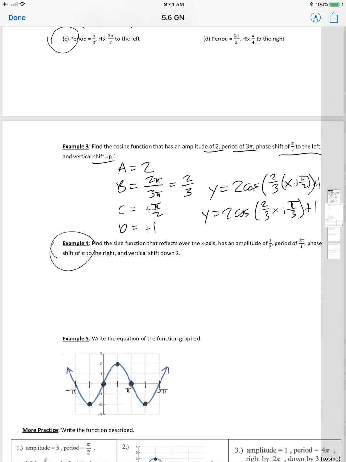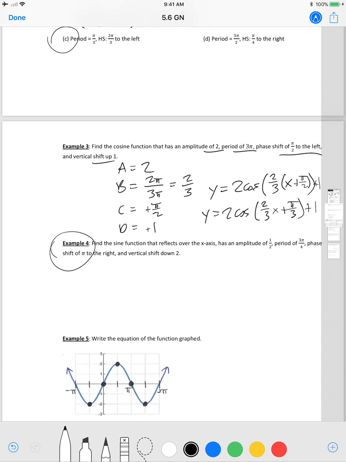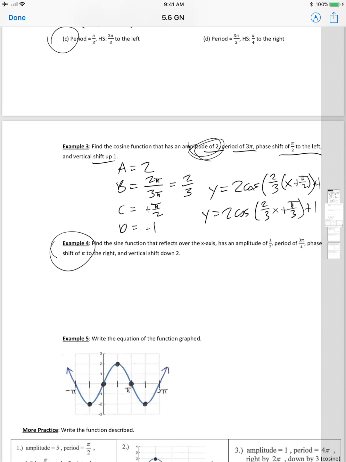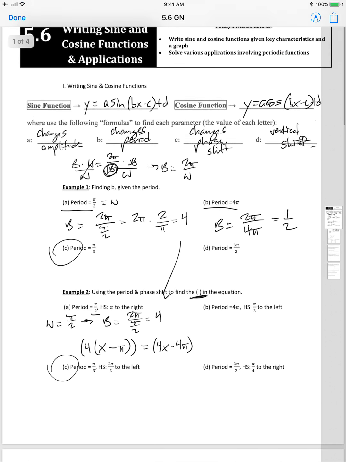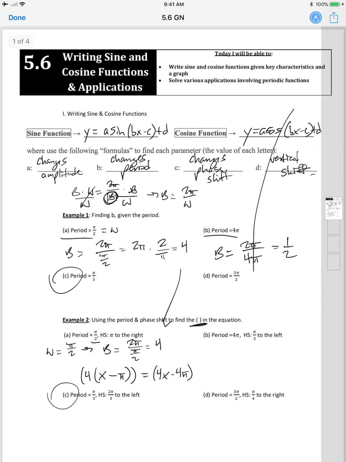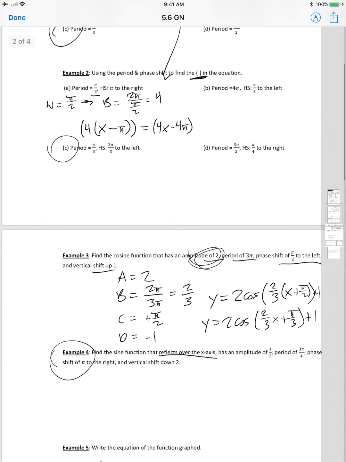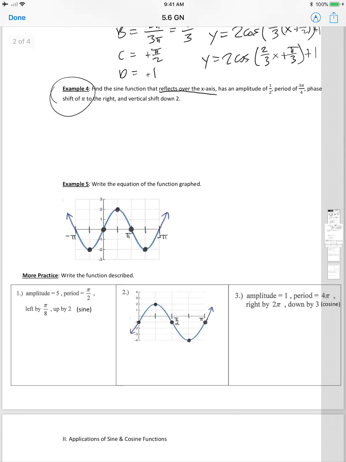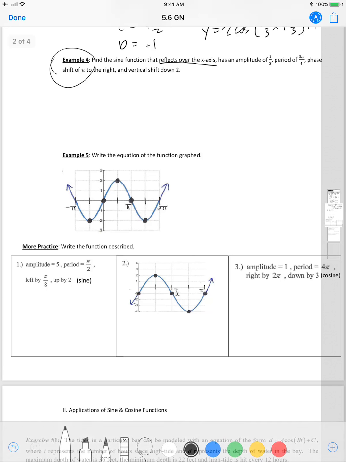Okay. Now, great question would be, well, how do I know if A is going to be positive or negative, right? Or B for that matter. You would be given, like in example 4, the one I'm asking you to do, you would be told that it's reflecting over the x or the y-axis. So you would know whether to make those positive or negative. All right, I'm going to do example 5 for you, and then I'm going to leave more practice. You don't have to do it, but I'm going to leave it for you as some extra practice.